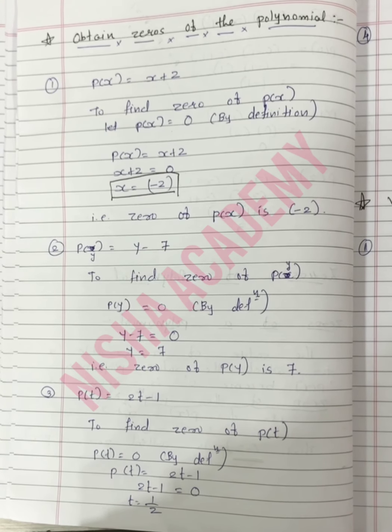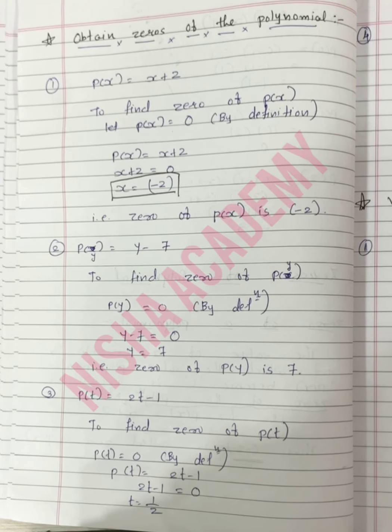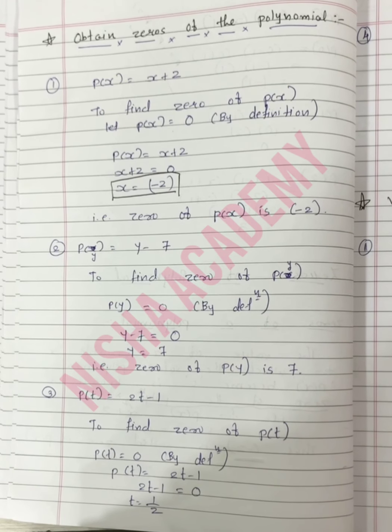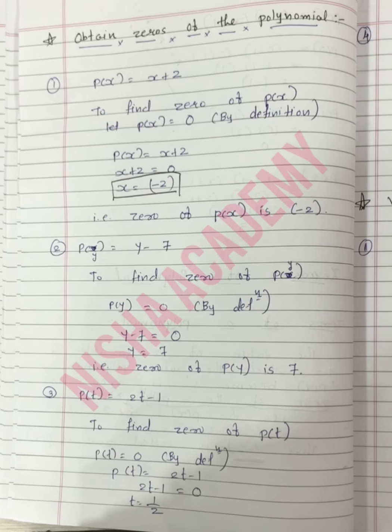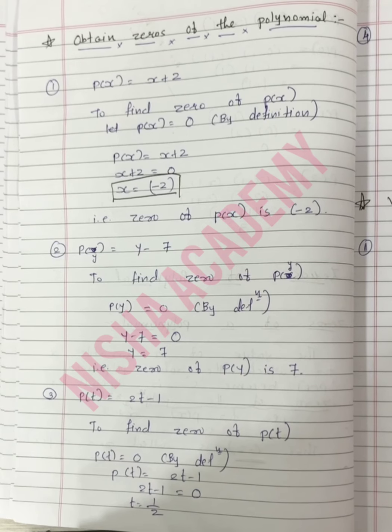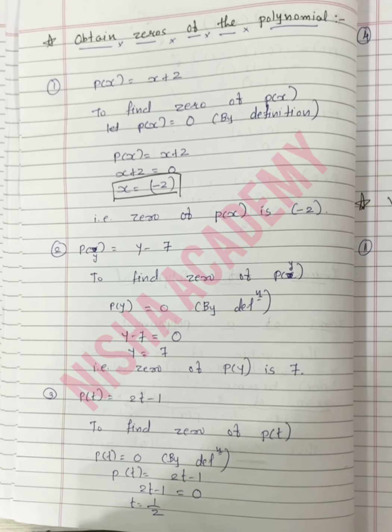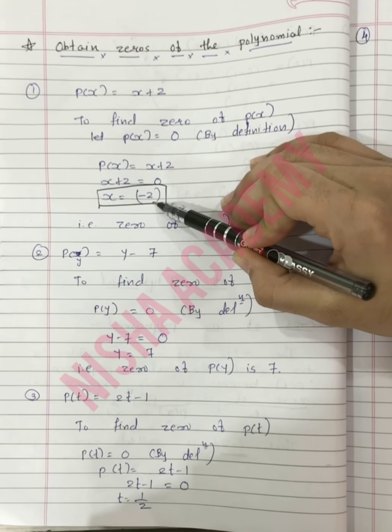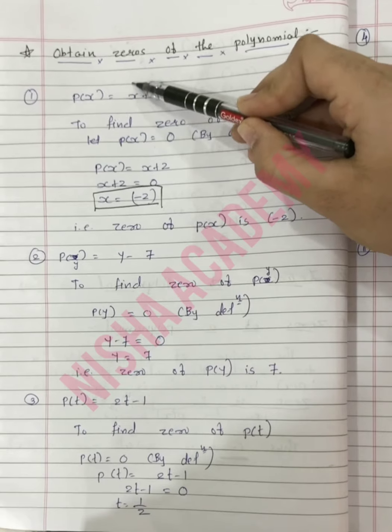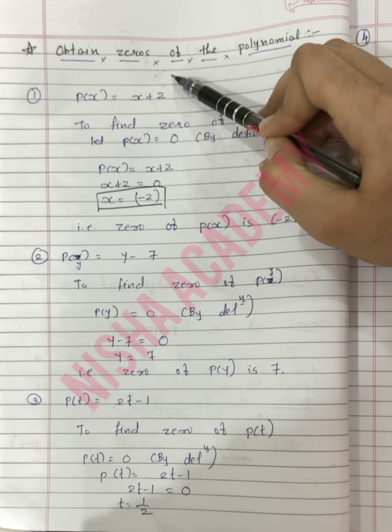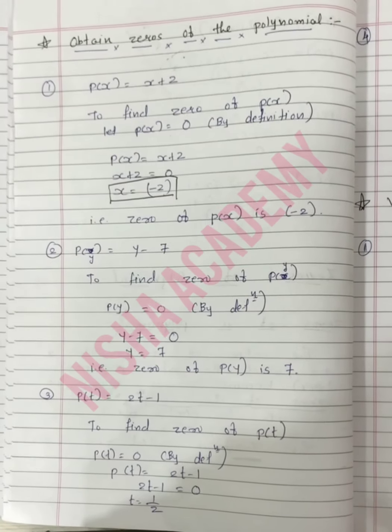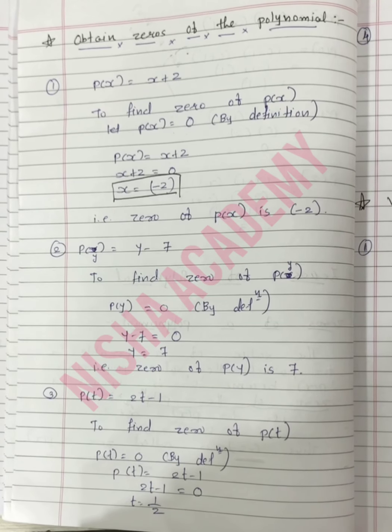You have to obtain zero of the polynomial. Zeros of the polynomial means you have to find a value of x with the help of which your polynomial becomes 0. So here what we have found is minus 2. Now put minus 2 here, minus 2 plus 2, so polynomial becomes 0.